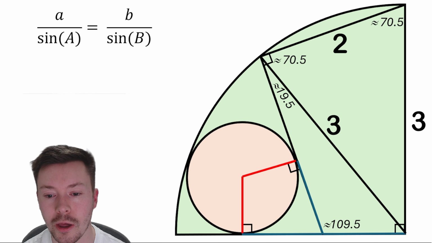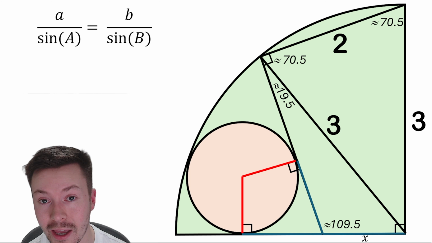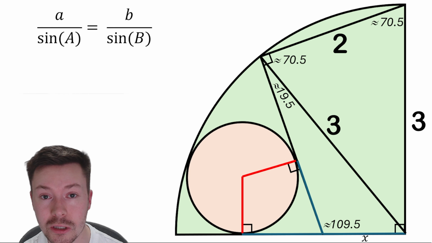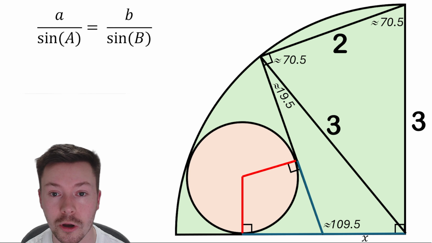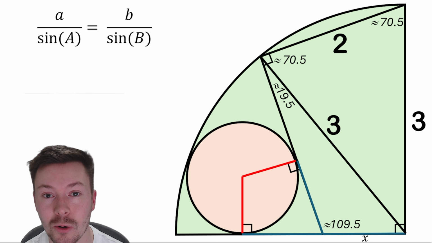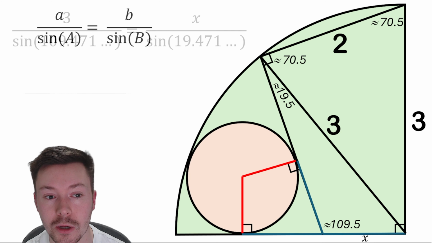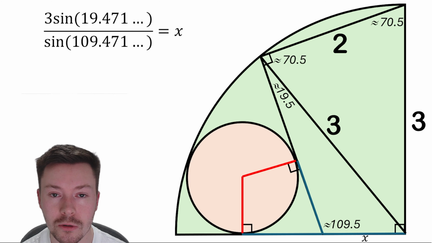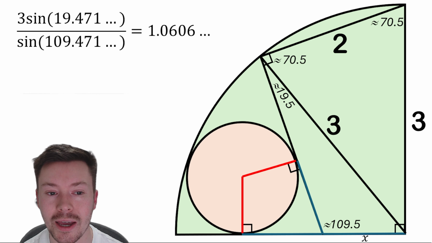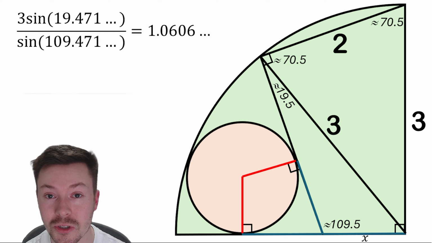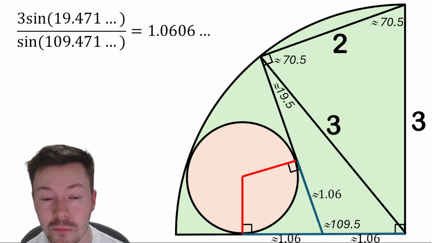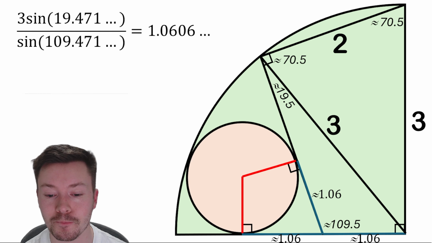Okay, now from there I am going to work out this side X at the bottom right of the quarter circle. Now I'm going to do that using the sine rule, as you can see. I've got the 19.5, which is opposite, and I've got 109.5 approximately, and the opposite side to that, which is 3. So I can use the sine rule for this. Now if I substitute into that, I get this, and again I'm using the exact values. Rearranging, we get this, and that gives a value for X as 1.0606... And again, we are going to round them and put those onto the diagram.